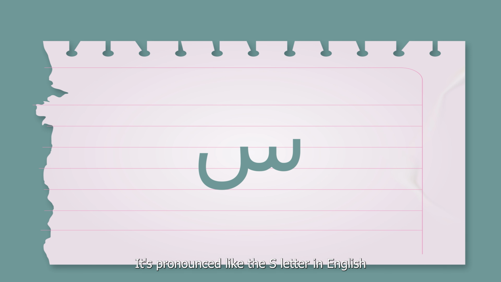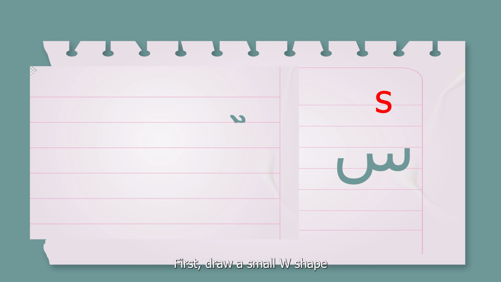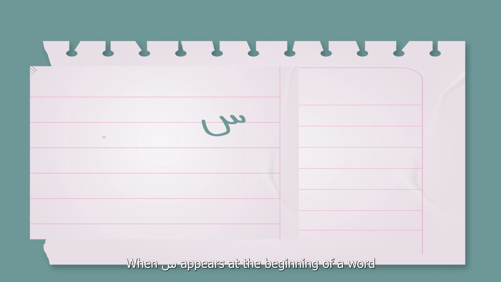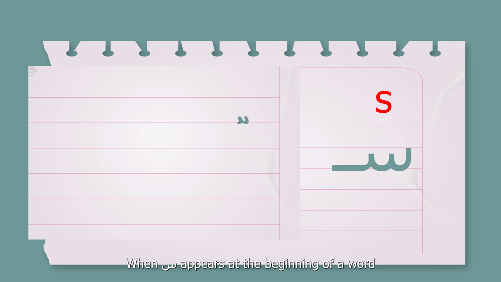It's pronounced like the S letter in English, and here's how we write it individually. First, draw a small W shape, then a half circle. When sa appears at the beginning of a word, it will look like this, followed by a connecting line to the next letter, forming this shape.